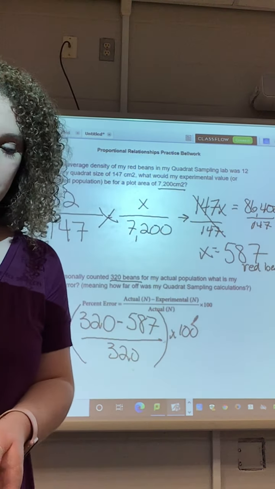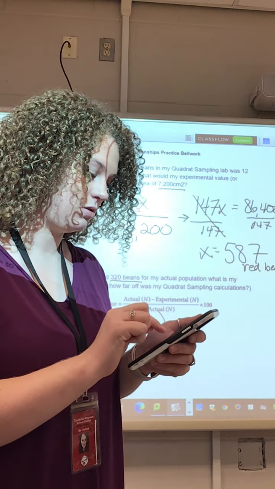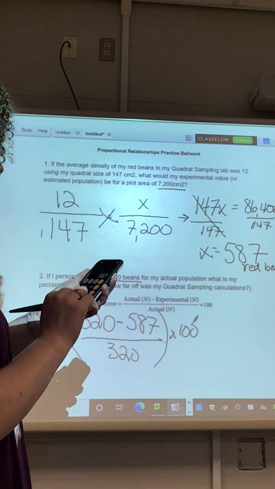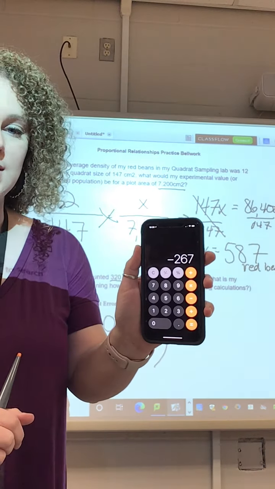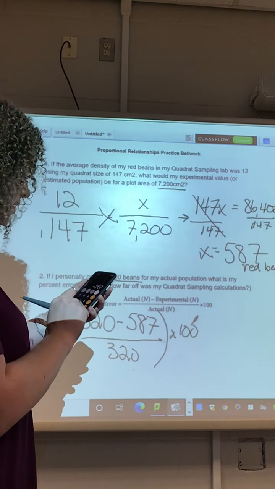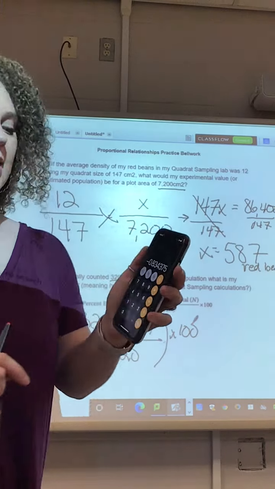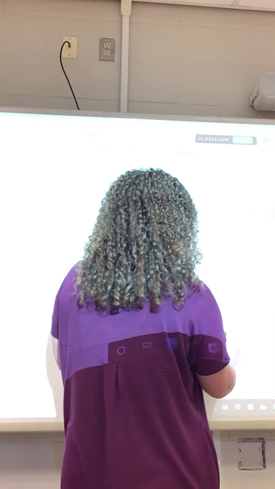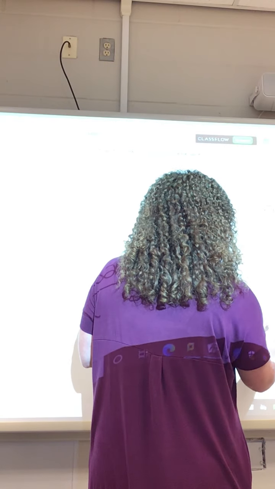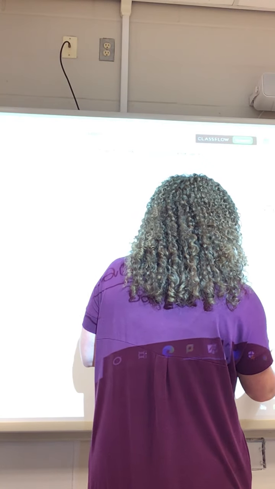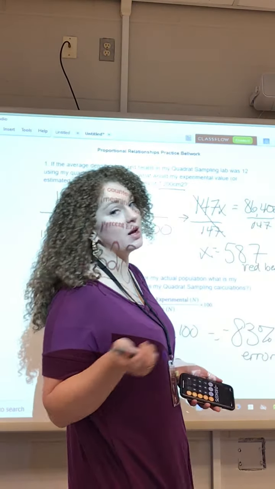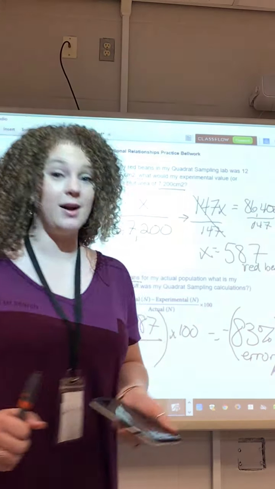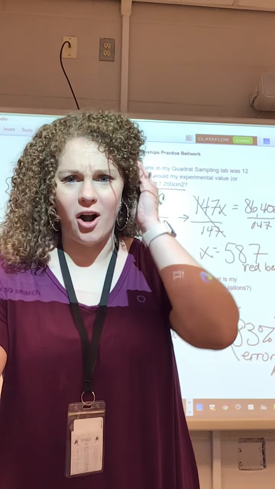So, doing math. So if I say 320 minus 587, and so I get 267, I'm going to divide that by 320. So I get 83. So it would be negative 83% error. But it's going to be an absolute value, so it's just going to be 83% error, meaning it's really, really far off.